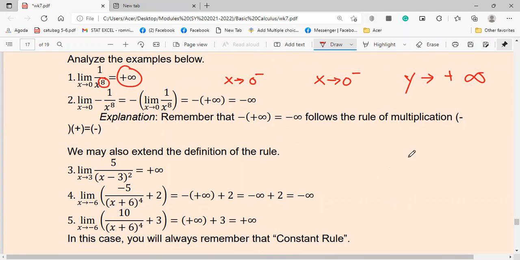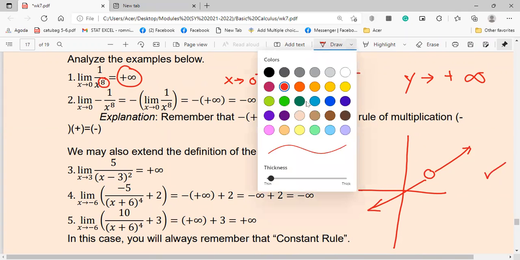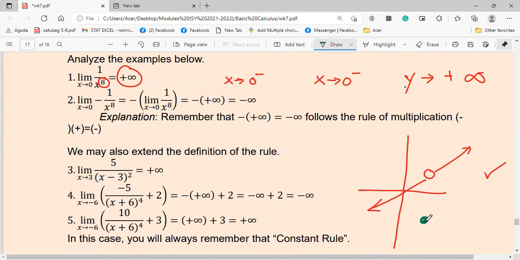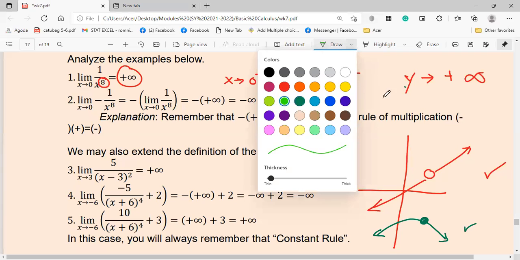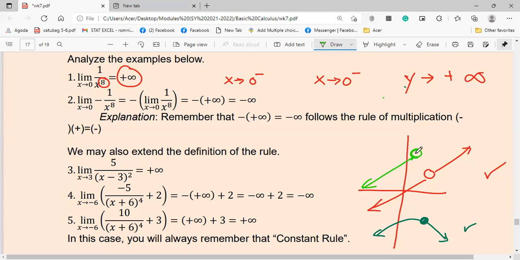Kailan ba nagkakaroon ng DNE? Okay, let me give you a clue. Di ba, kapag ganito yung graph, hindi yan DNE. That is considered to be okay. Now, here's another corner. Pag ganito yung graph, the more that is okay kasi connected. Pero, pag naghiwalay, tulad nito, one goes there, tapos yung isa goes here, yan ay hindi. Yan na yung DNE. Why? Yung left at saka yung right, iba yung pinupuntahan nilang values. Okay, yung isa pa.